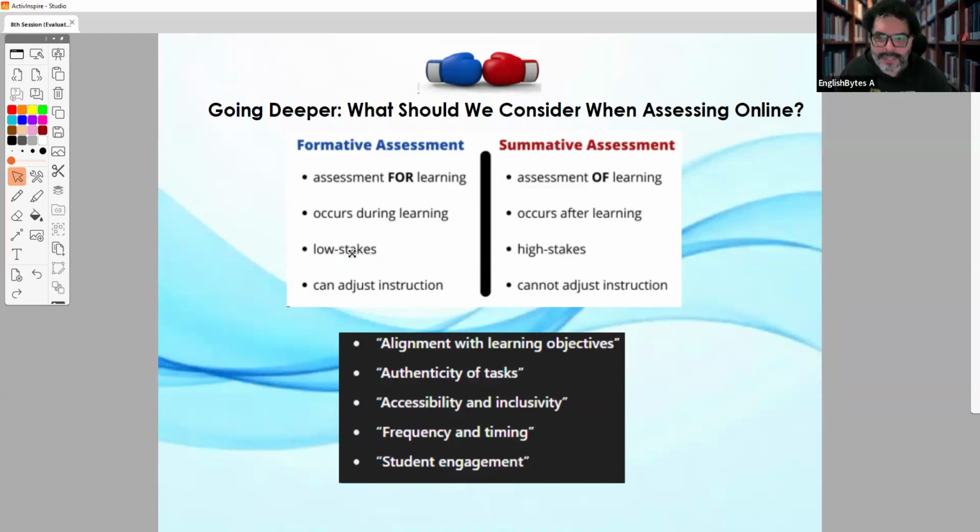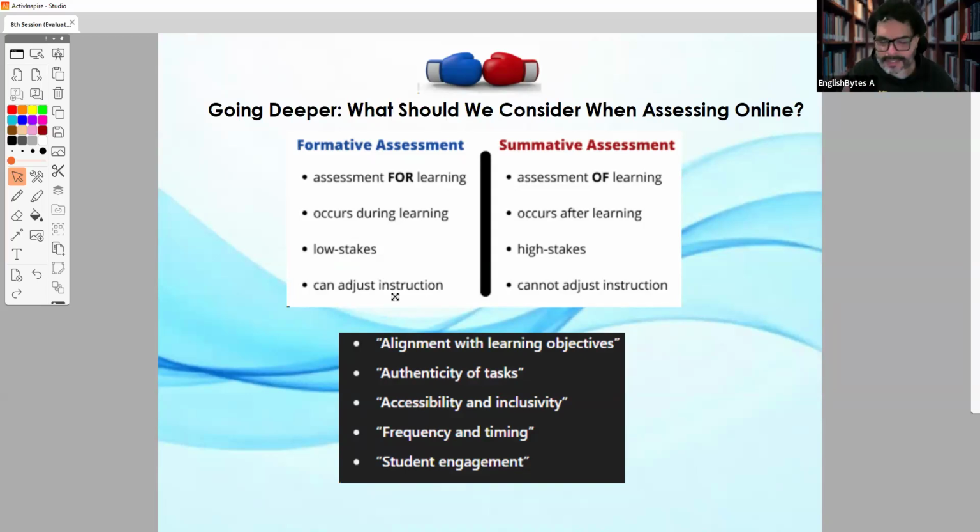Okay. So low stakes. Why is it low stakes? Because since you're assessing your students for the preparation, like before a real evaluation, there is no risk. The student does an exercise or whatever. If he or she makes a mistake, there's no problem. You're not going to take points from them. There's no problem. That's why it's low stakes. And you can adjust instruction. It also works for the students to understand what they are supposed to be doing.